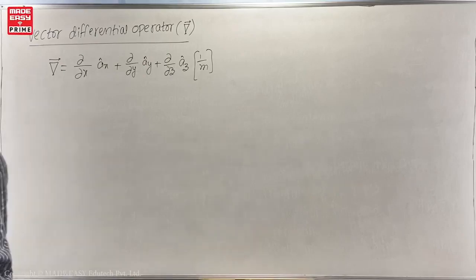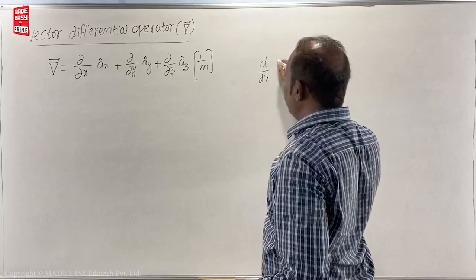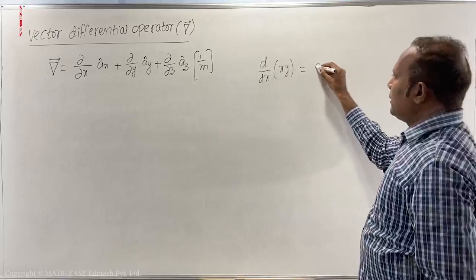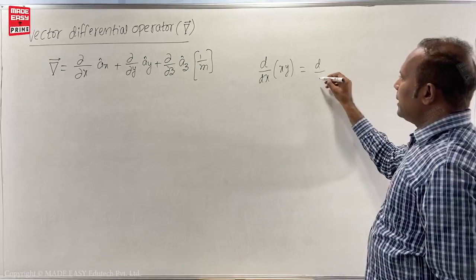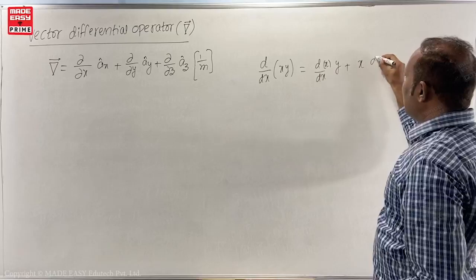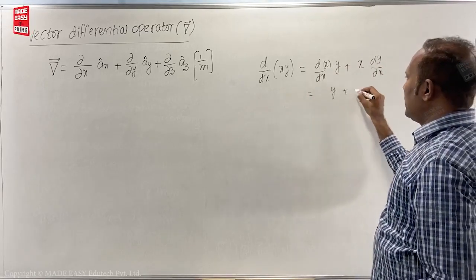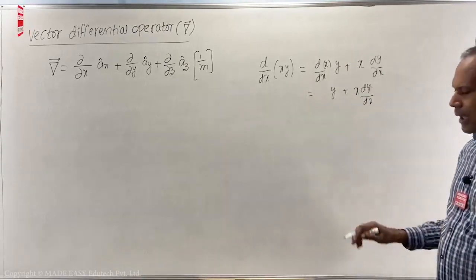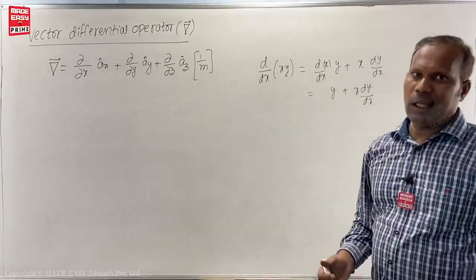Here I want to tell you one simple thing. Normal differentiation d by dx of xy is like the UV formula. So first you differentiate this one: d by dx of x into y, plus x into dy by dx. Then this is 1, so 1 into y, plus x into dy by dx. This is called normal differentiation. Normal means there is no partiality. Partiality मतलब ज़्यादा importance देना है.